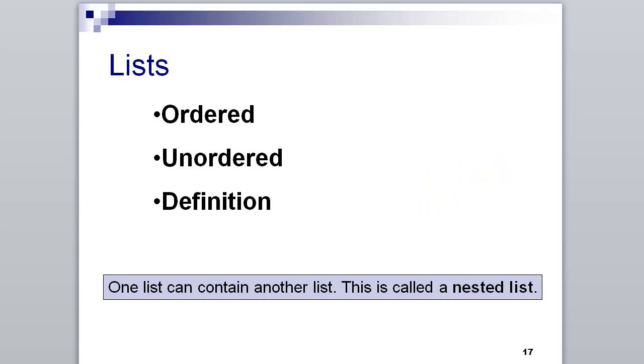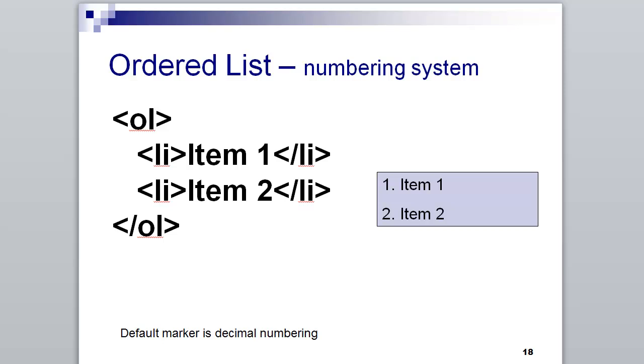We will also look at lists in this tutorial. The ordered list is a numbering system. We see the opening and closing OL tag. Remember I said that two-sided tags contain either content or other tags. For every item that we want, every marker, we need an opening LI and a closing LI tag. So the OL tag by default will give us decimal numbering.